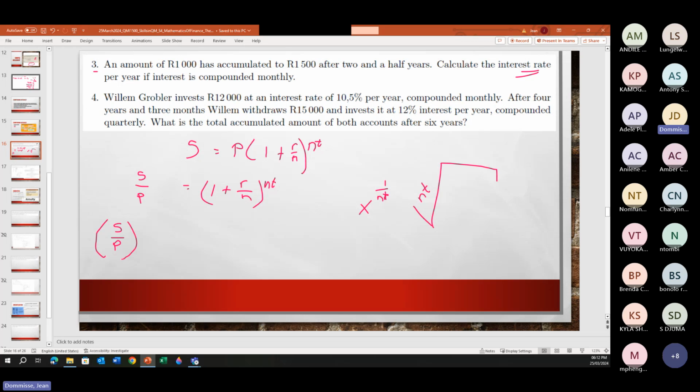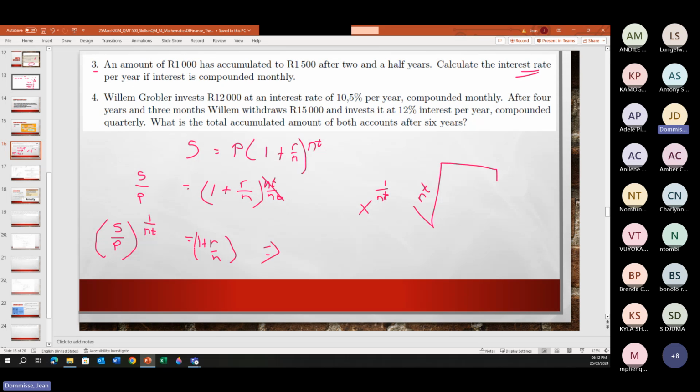I don't have a square root, or to the square root of 25, so for now I would rather work with 1 over nt as a power. Because we did it on both sides, we can cancel that out. So we're sitting with 1 plus r over n. Okay, so now you can see how complex the compound interest formula is starting to look.